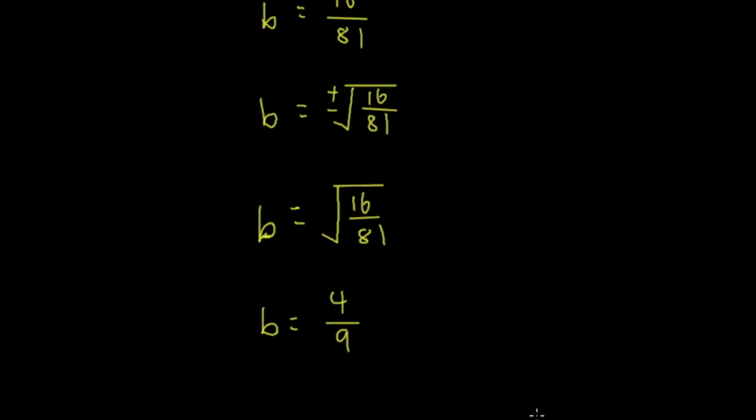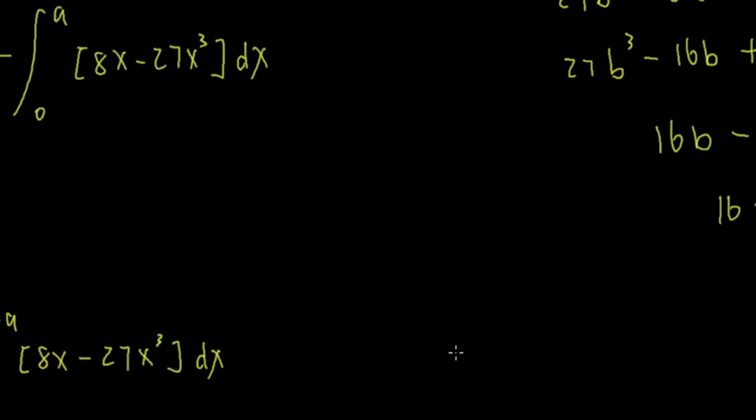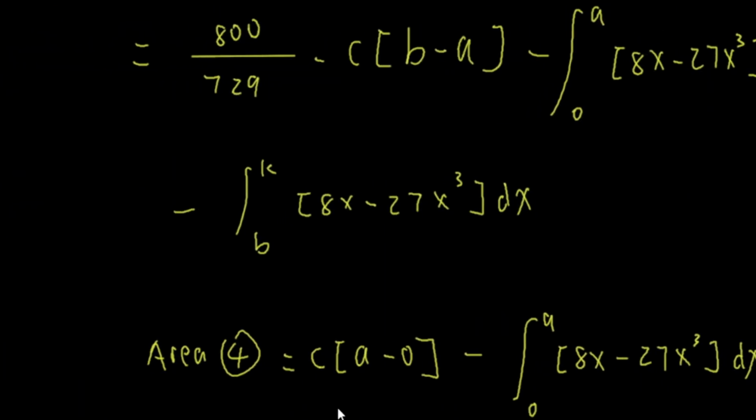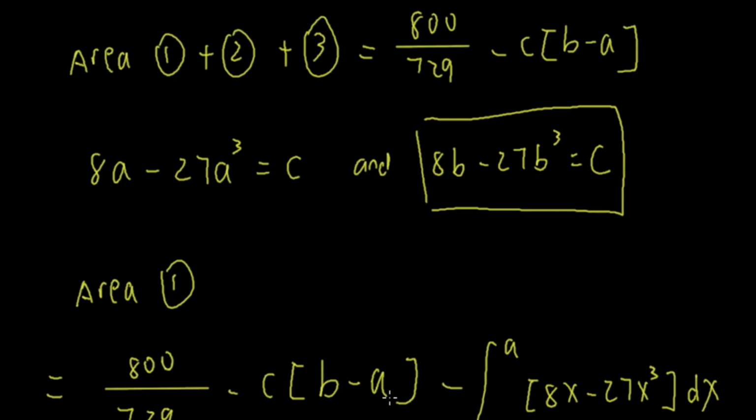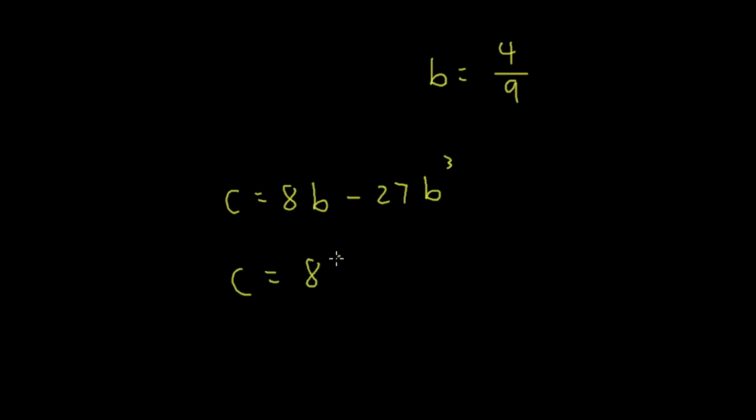Okay, now we have b. We can calculate c. Coming back here, right? We know b. We can just put it into b here, and we can calculate what c is, which is the answer to the question. Here. So, c is equal to a times b minus 27b cubed. And b is this, right? So we have c equals a times 4 over 9 minus 27 times 4 over 9 cubed.